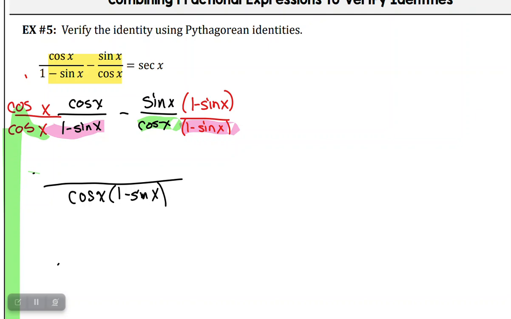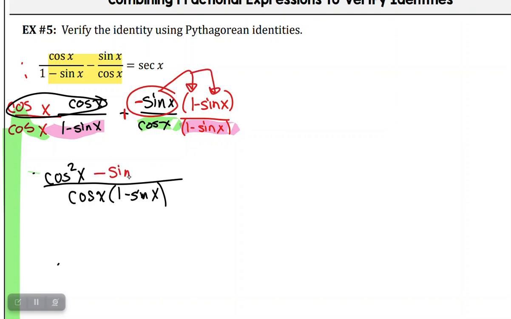Now, when I go to bring together the numerator, cosine times cosine is cosine squared x. And what I'm going to do right here is change this minus to plus a negative, and I'm going to distribute the negative sine of x. So it becomes minus sine of x plus sine squared. So again, what I'm doing is taking this, multiplying it by the 1, taking this, multiplying it by the sine of x.